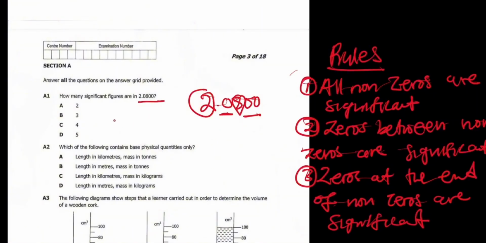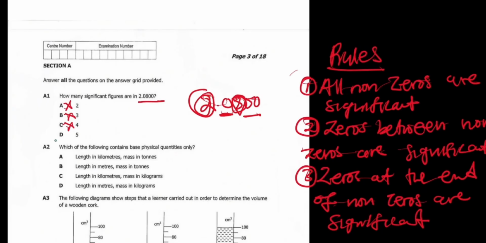So which choice are you going to go for? Notice that for A, you have 2. Now this 2 perhaps is just counting the two non-zeros, 2 and 8. And this is obviously wrong. Now, when you look at B, notice that it says 3. Now this 3 perhaps is just including 2 and then this 0 between two non-zeros and this non-zero, which is 8. But that is also wrong based on the rules. And C is saying 4, which is also wrong according to the rules.